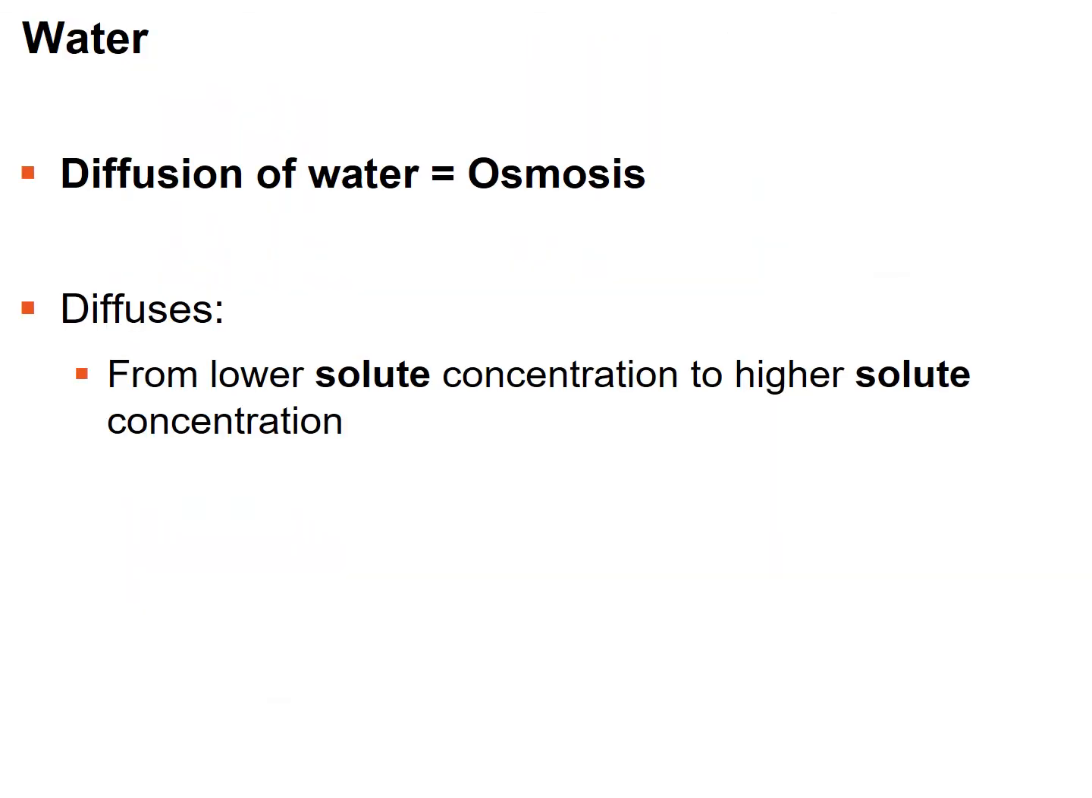Now, in terms of water, water diffuses as well. When water diffuses, it's called osmosis. Water diffuses from an area of low solute concentration to an area of high solute concentration. So here we're talking about the rate of movement of water, not the solute. Solutes move from high to low. Water is going to move towards the higher solute concentration. So basically it moves from low to high in terms of solute.